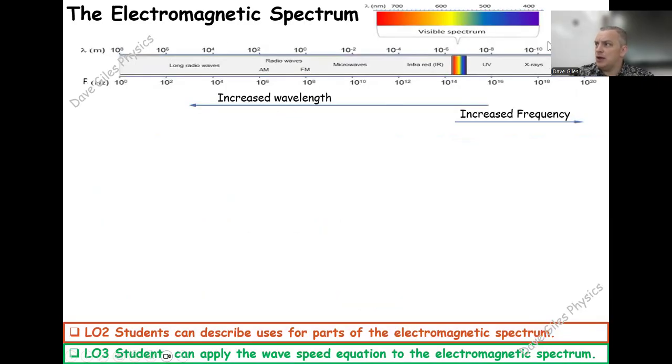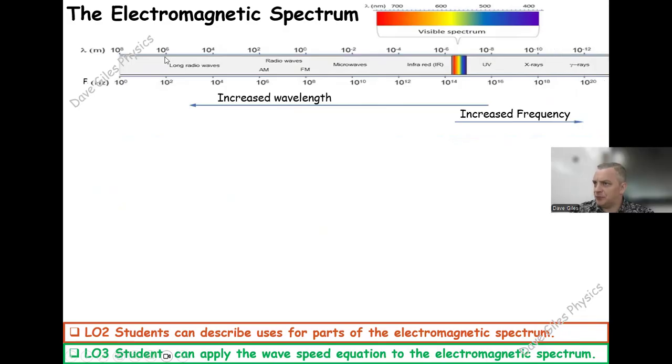So this here is the electromagnetic spectrum in order, going from radio waves, microwaves, infrared, visible light, ultraviolet, X-rays, gamma rays. You notice as we go this direction, the wavelength gets shorter. So as we go from radio to gamma rays, the wavelength gets shorter. However, going in the same direction, the frequency increases.